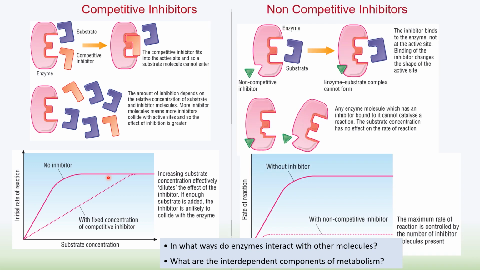The second type is a non-competitive inhibitor, and this attaches to the enzyme somewhere other than the active site. This is called the allosteric site. When it binds, it alters the tertiary structure of the enzyme, altering the shape of the active site. You can see here the active site has changed shape, and the substrate is no longer complementary to the active site. So without an inhibitor, you have that reaction. With a non-competitive inhibitor, it doesn't matter how much substrate you add, the active site is no longer complementary, and it will slow the rate of reaction.